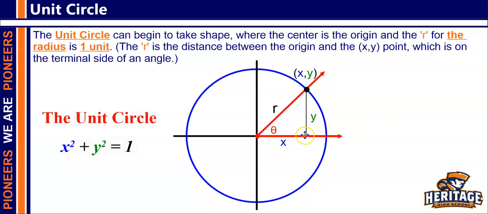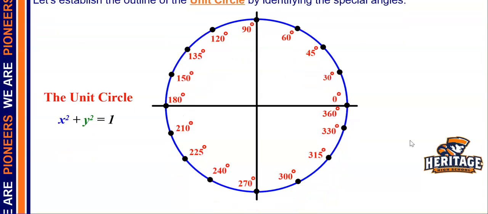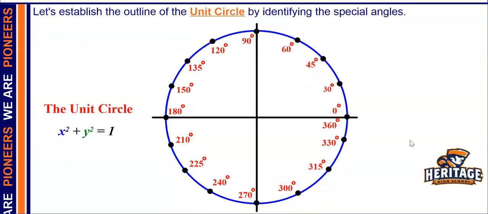So as you can see, we can form a right triangle every time we find a point on the graph. The question is, what are the patterns to it? So we first established the outline of the unit circle by identifying the special angles. So we have 0, 90, 180, and 270 for our quadrantal angles. And our special angles in the first quadrant are 30, 45, and 60. Obviously, we go in increasing order.